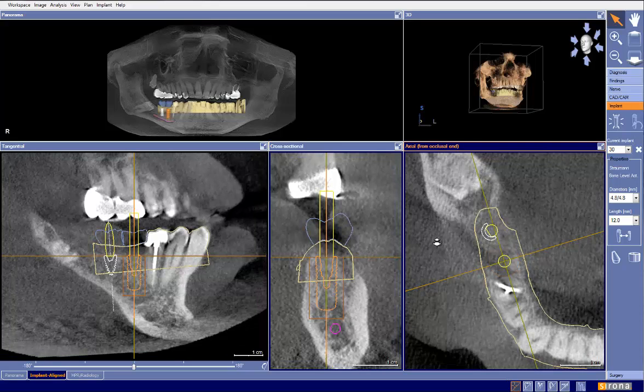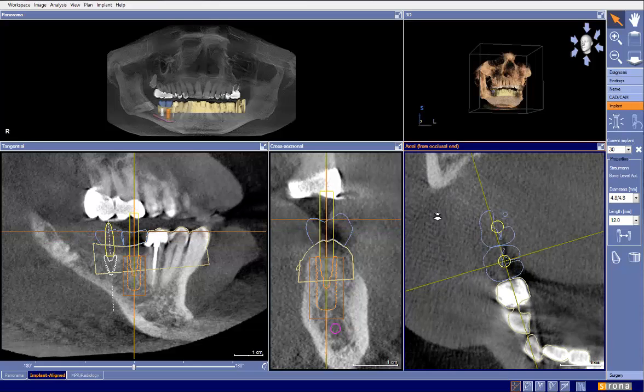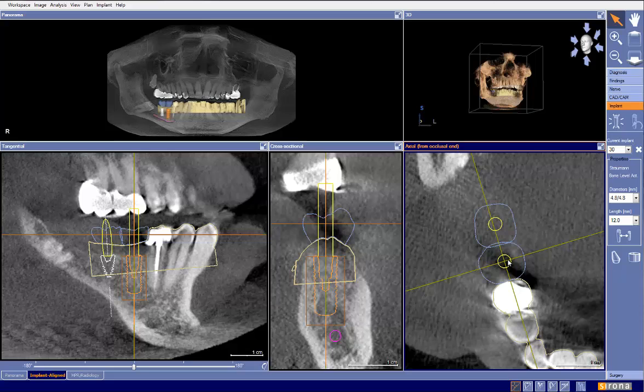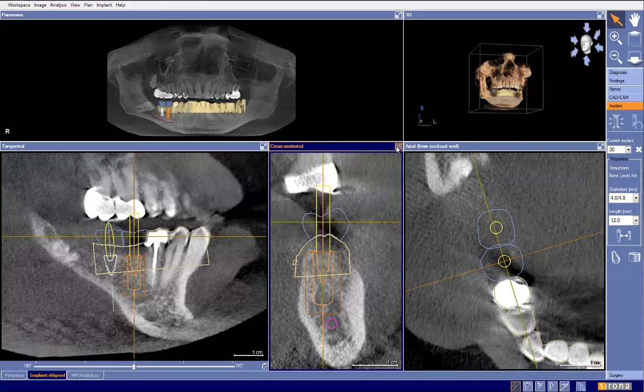So in looking at this from a purely restorative perspective, the implant is planned extremely well. We can look right here that the implant is coming through the central groove or very close to the central groove, well-centered mesiodistally. The concern I have with this plan are two things.